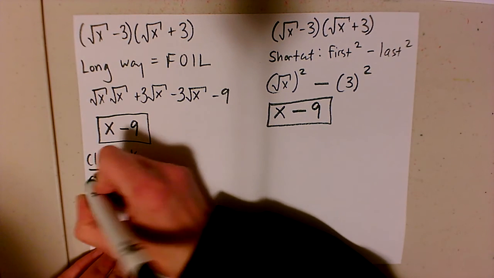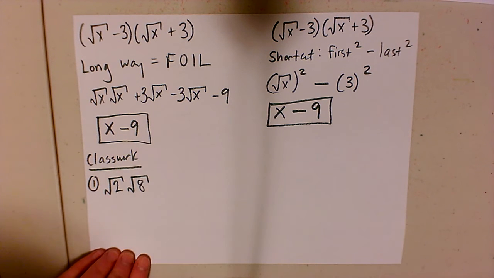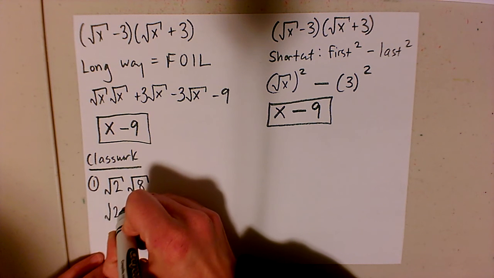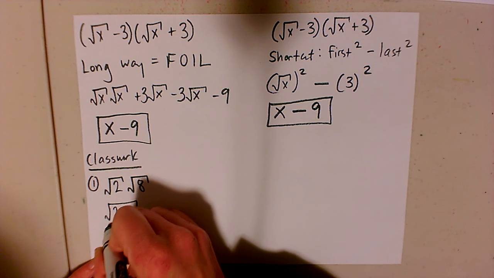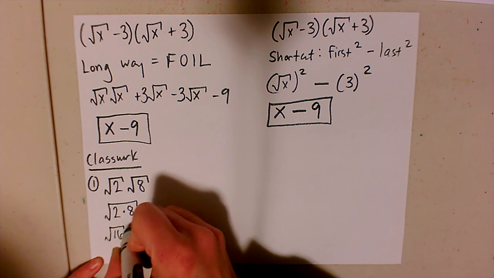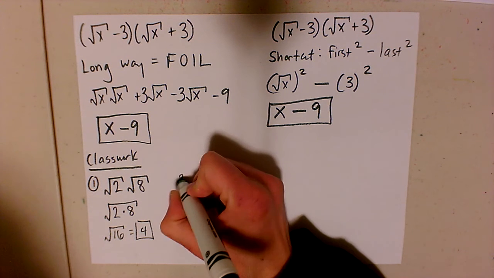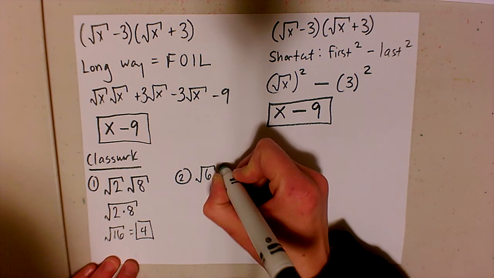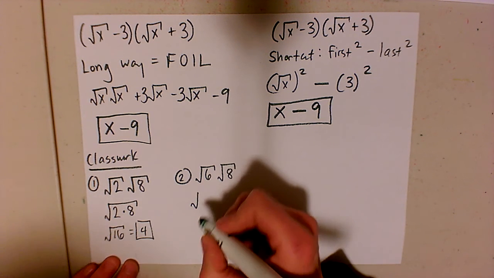So for number 1, we have root 2 times root 8, right? So both are square roots, so we could rewrite this all as the square root of 2 times 8, which is the square root of 16, which is just 4. And we're all done.